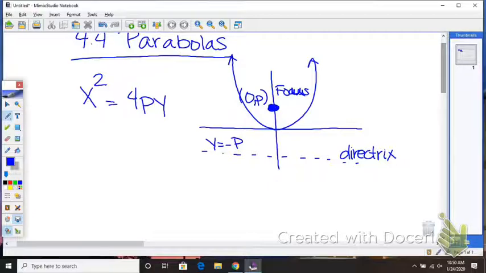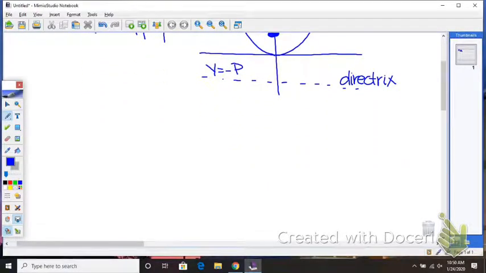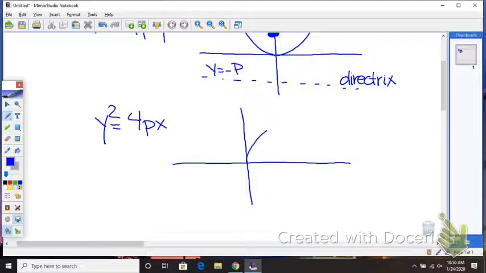Okay, now there's another one that changes your parabola a little bit. It'd be y squared equals 4px. And what that does for our parabola is it flips it to go either right or left. When you have y squared, it's going either right or left. With the x squared, it's going up or down.